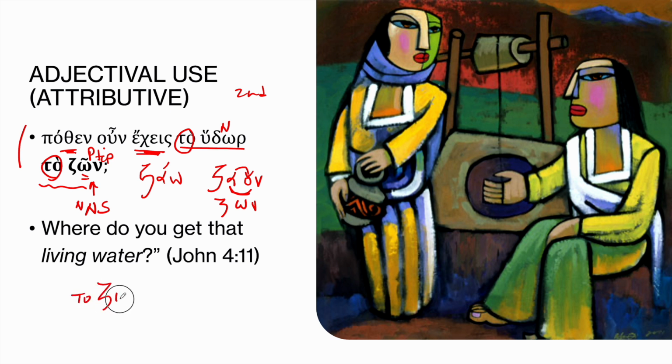To zon hydor could have been expressed that way. Article, participle, and noun. That happens in passages too, and that's the first attributive position.